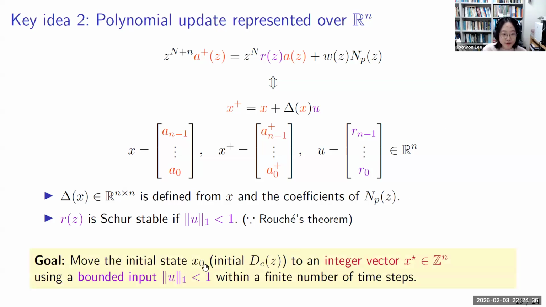So now our goal is to move the initial state x0, which is determined by the initial DC, to an integer vector x star using a bounded input u within a finite number of time steps. So our iterations should end at a certain point, to result in some integer coefficient controller. Moving the initial state to an integer vector should be achieved within a finite number of time steps.